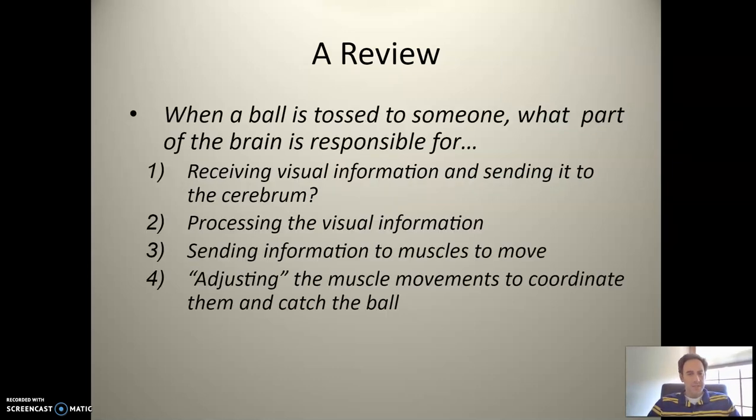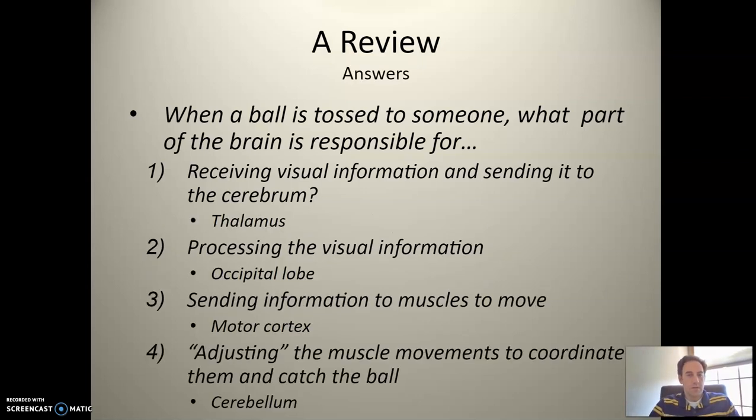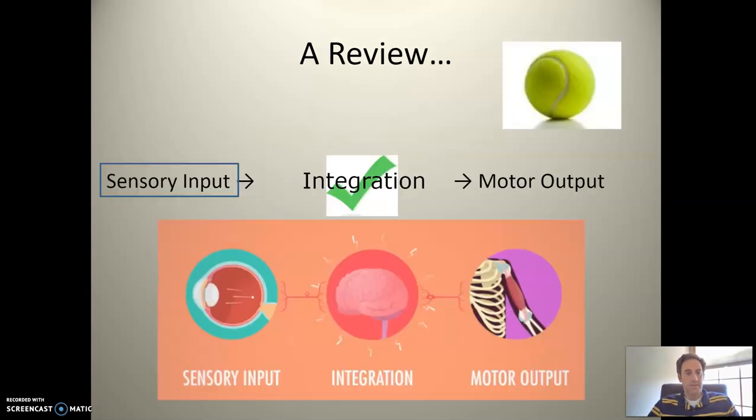So let's just take a moment to see how well you learned those parts of the brain. These are kind of tricky, but take a moment, hit pause, and try to answer these questions to the best of your ability based on what you've already learned. So hit pause, do it. You ready? Boom, here we go. Here's the answers. Yeah, take a look and then check your notes and hopefully these answers make sense to you.